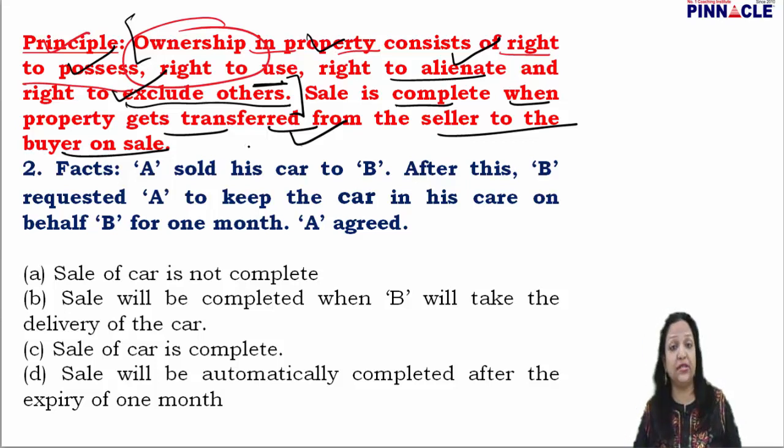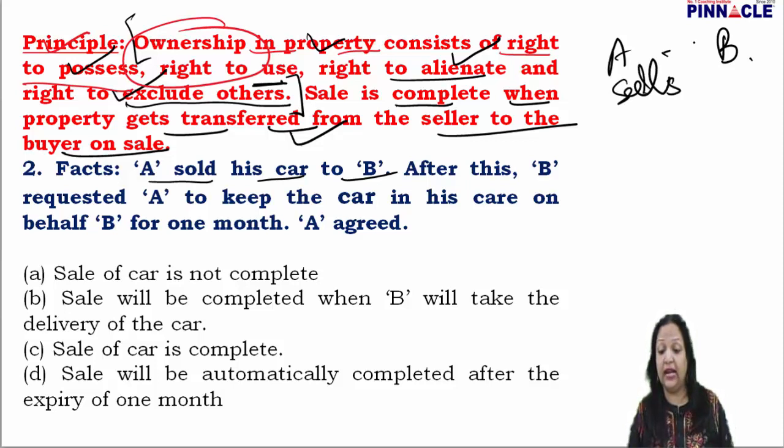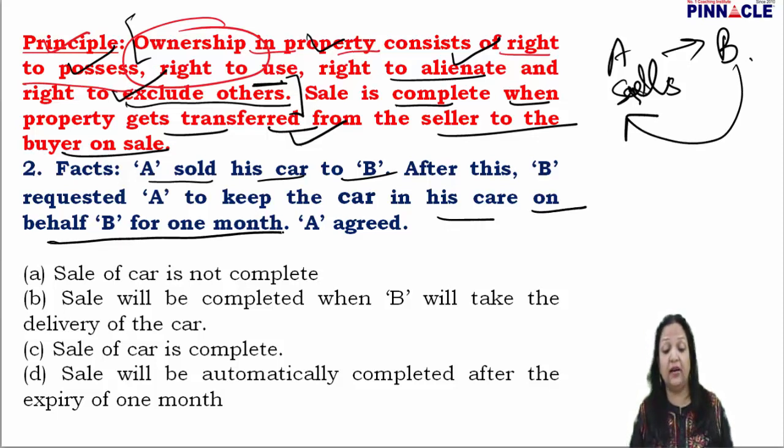Now, based on these principles, you have a fact. What do the facts say? A sold his car to B. There are two people here. One is A and one is B. Okay. What does A do? A sells his car. Okay. And he sells it to B. B is the person who buys it. Then what does A do? He has sold it. Then A sold his car to B. After this, B has made a request to A to keep the car in his care on behalf of B for 1 month. Maybe there were certain circumstances due to which he could not take an immediate delivery, and he tells him, you keep the car with you for 1 month, and A has agreed to do this. A says, fine, you can collect it after 1 month.